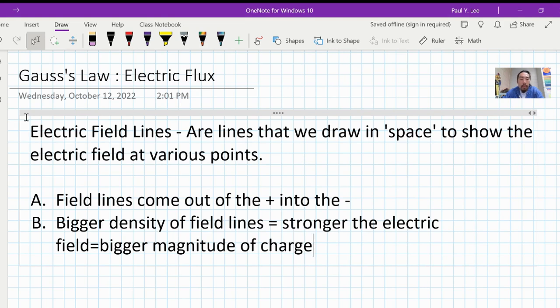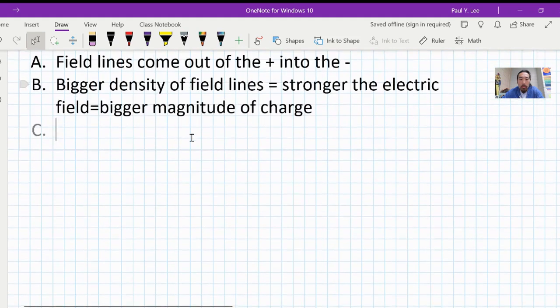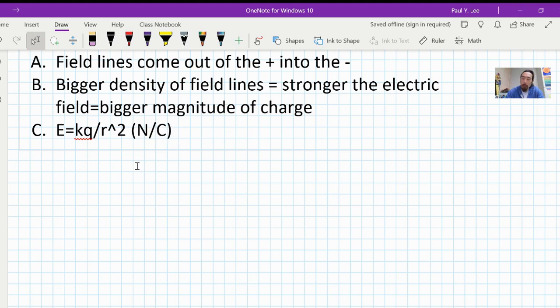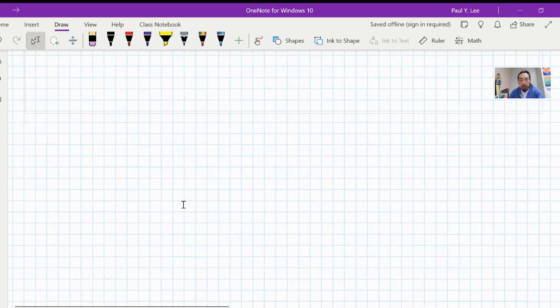And another one is the definition or the formula for electric field. For a point, we say the E field is equal to KQ over R squared. That's a big one. And the units are Newton per Coulomb. So a couple of quick little facts about field lines. So now let's go into electric flux.